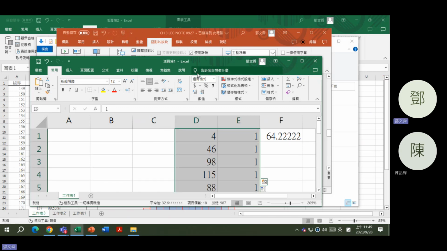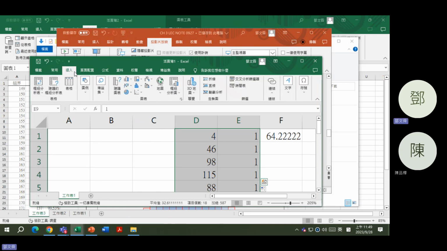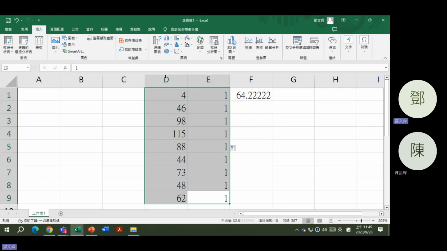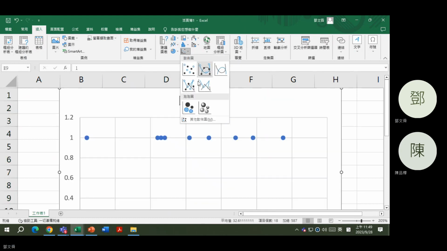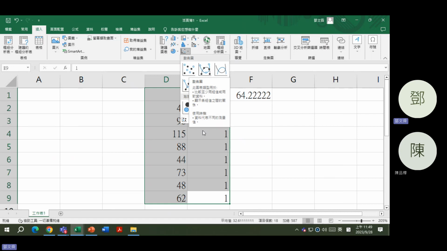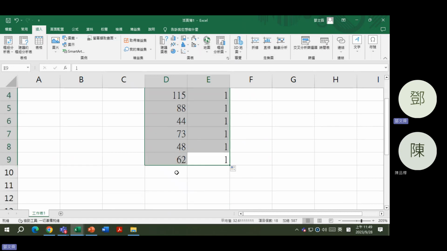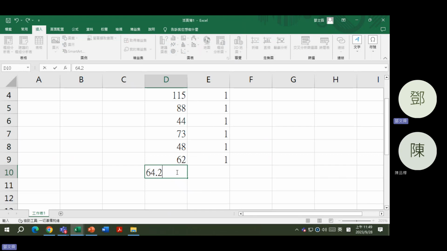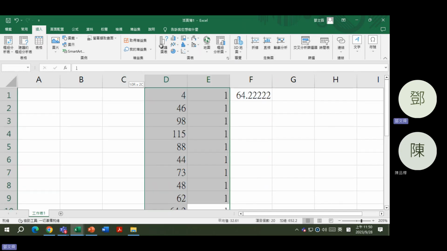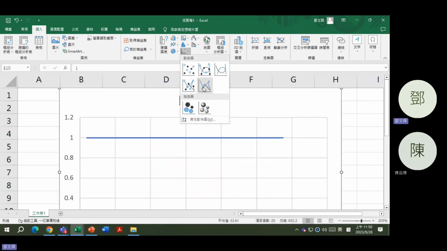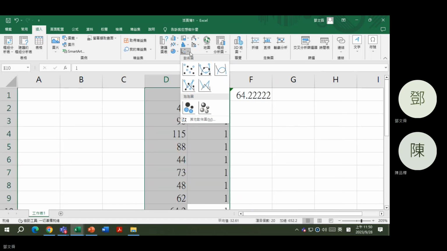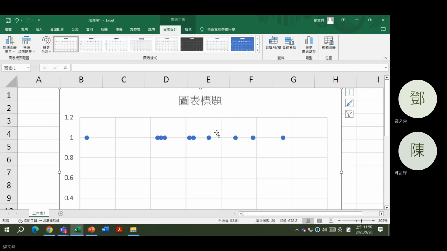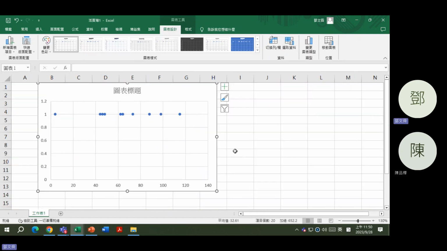And then highlight and insert a plot here. This one, no line. Oh, I forgot 64.2. 64.2, and 1 here. Then use this to draw a figure. No, not this one, this one. Yep. And which one is the 64.2? I think it must be this one.